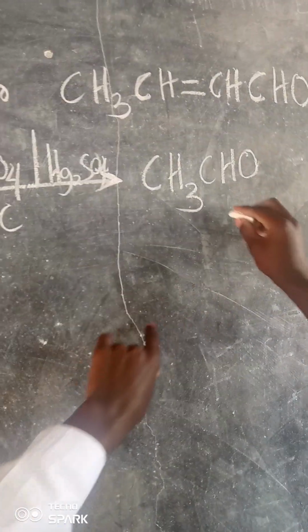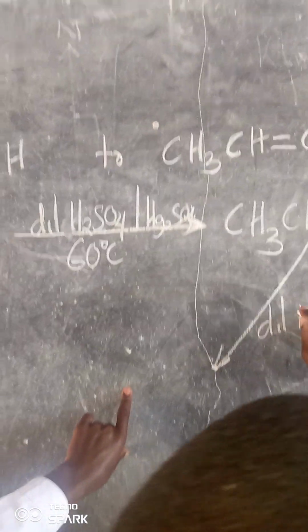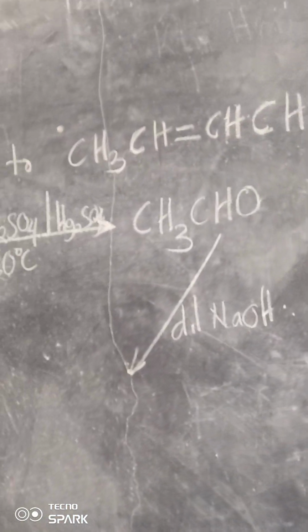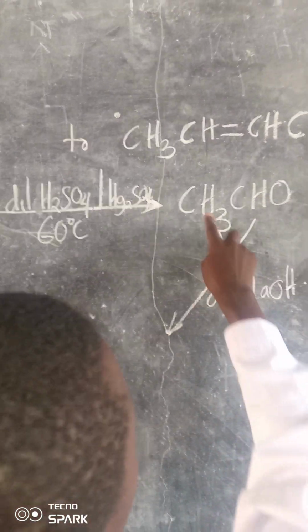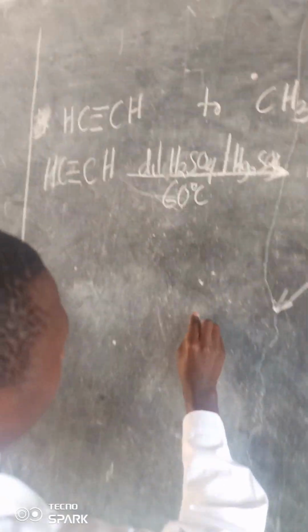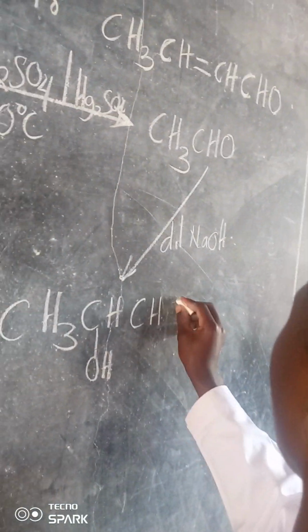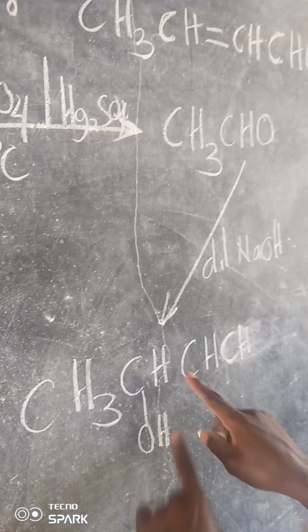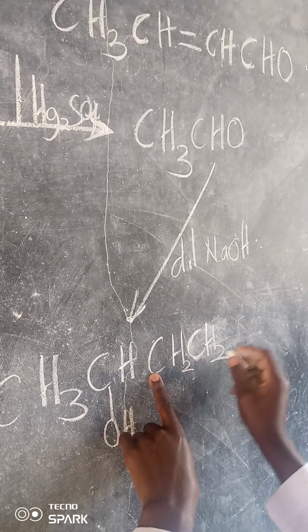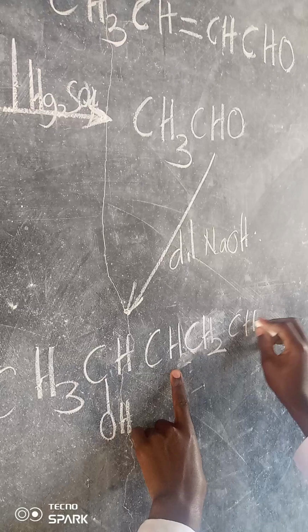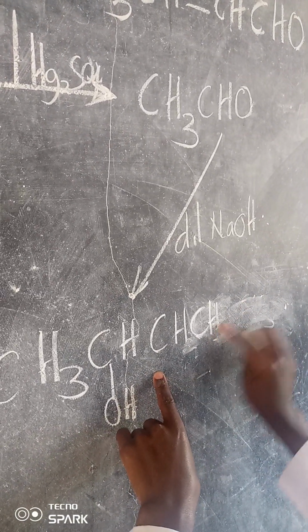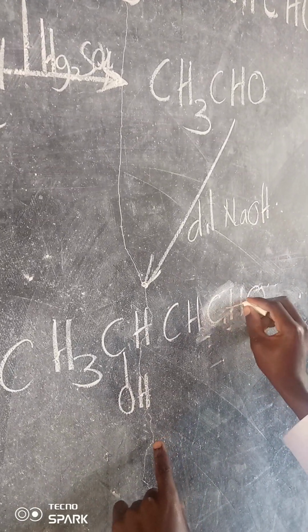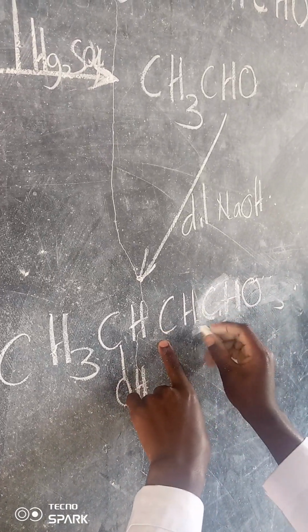After converting it into ethanol, I'm going to use another method. I'm going to use dilute sodium hydroxide. This one is going to be converted to another compound. This is propane. I'm going to double this chain. I'm going to first double the chain. The mechanism you will see in the next video.